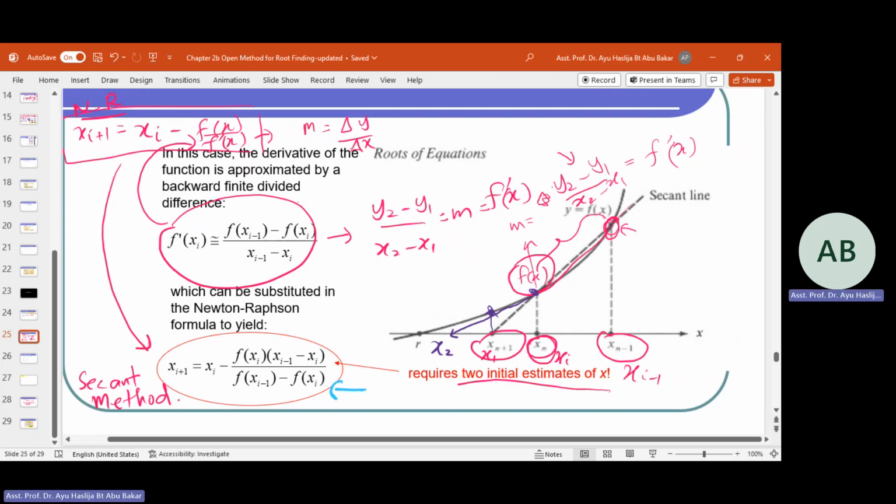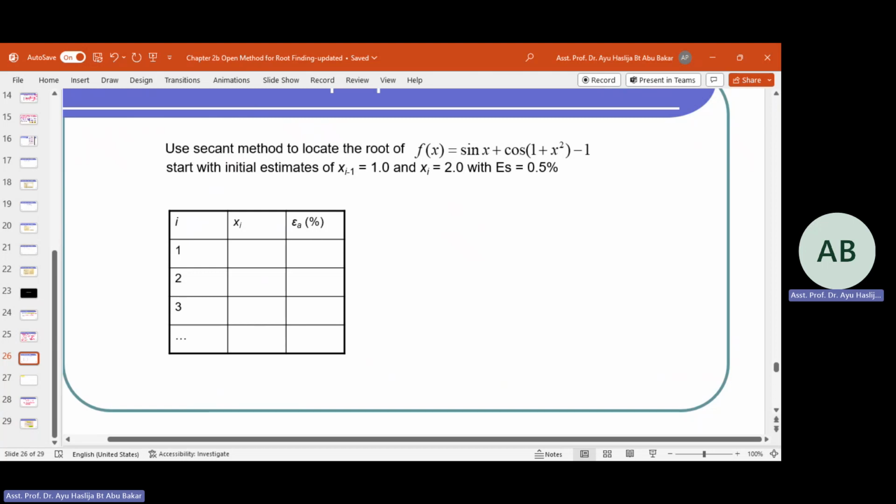Okay, now we proceed with the example using the secant method. Locate the root for this function. Okay, you see the function is quite complex. So if you want to differentiate it analytically, it will take some time. It gives you the starting points of this, xi minus 1 and xi, with es 0.5. In the lecture slide, it doesn't give you the es, so you just add it in.